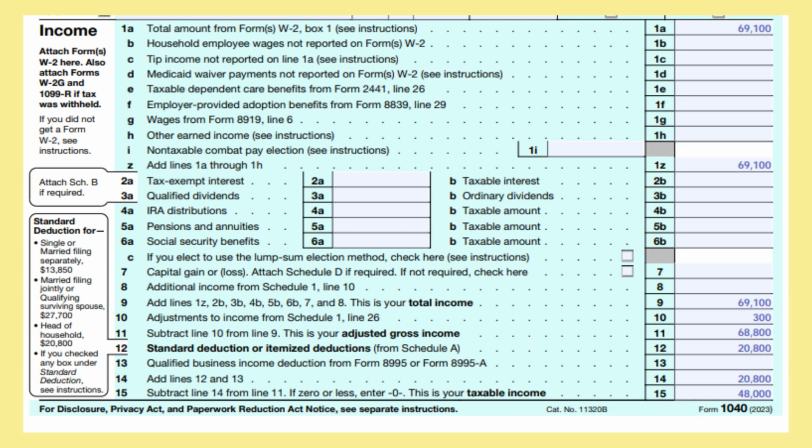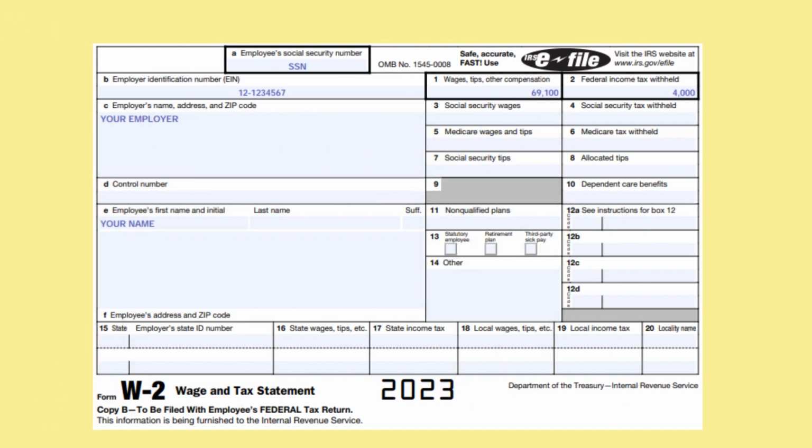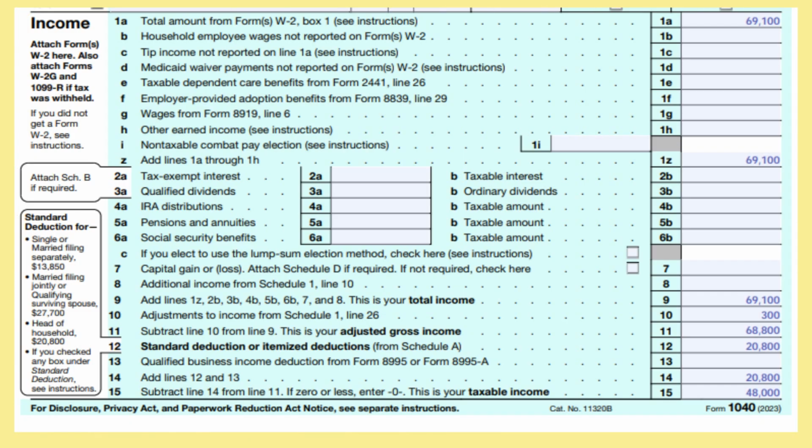On line 1A, put your wages. You can find this information in box 1 of your Form W-2. In our example, it is $69,100. Carry that down to line 1Z and down to line 9 as you have no other income.